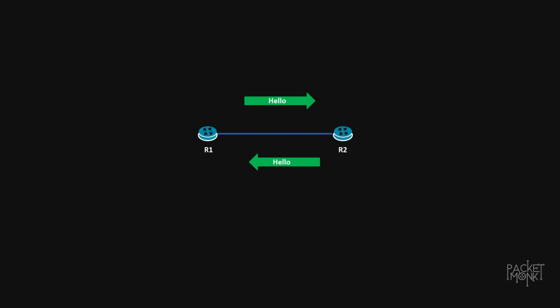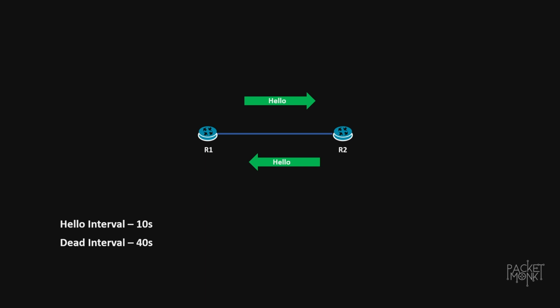There are a couple of important timers in OSPF. The first one is the hello interval. This determines how frequently these hello messages are sent. The default value is 10 seconds, which means every 10 seconds the router will be sending out a hello. If a router doesn't get a hello for a period exceeding the dead interval, then the router assumes that the neighbor is no longer active, and it will tear down the neighborship. The default dead interval is 40 seconds.